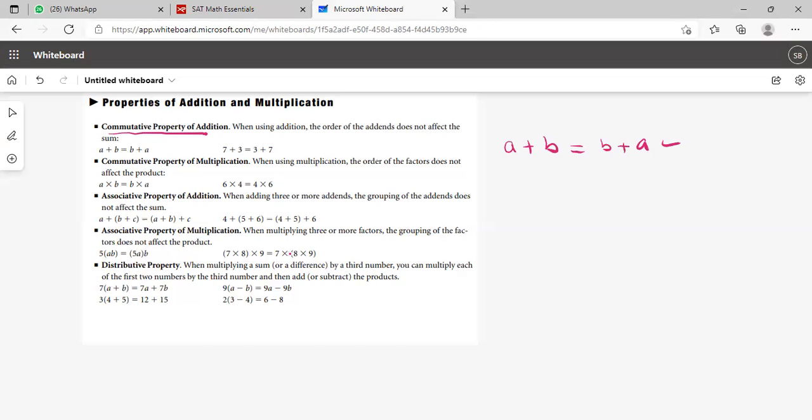So we know this, right? 7 plus 3 is equal to 3 plus 7. This is something which we already know. Let's talk about the commutative property of multiplication.